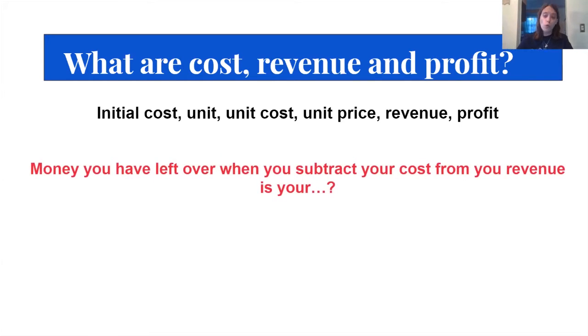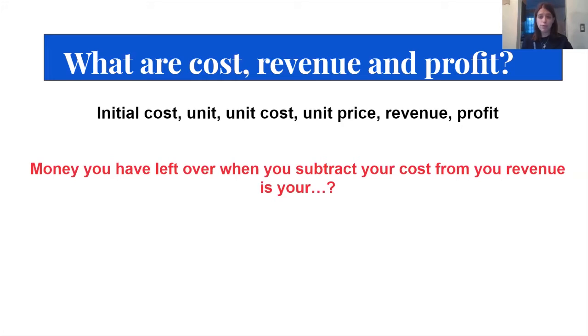The money you have left over when you subtract your cost from your revenue is your profit. So when you take how much this pen took to make, our unit cost, and figure out how much it costs to make 100 of these, that's your initial cost. If you're making 100 pens and it costs you $1 to make each, it's $100 to make 100 pens. That's your initial cost.